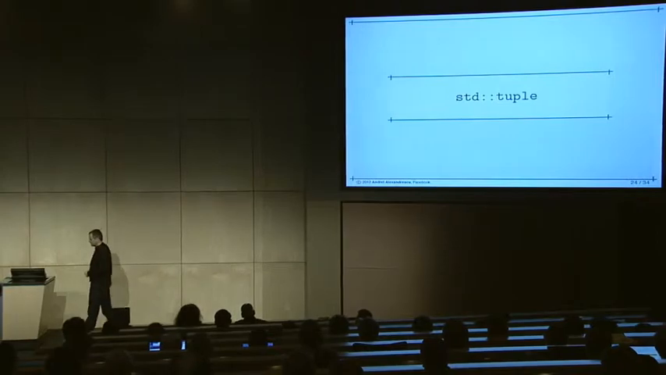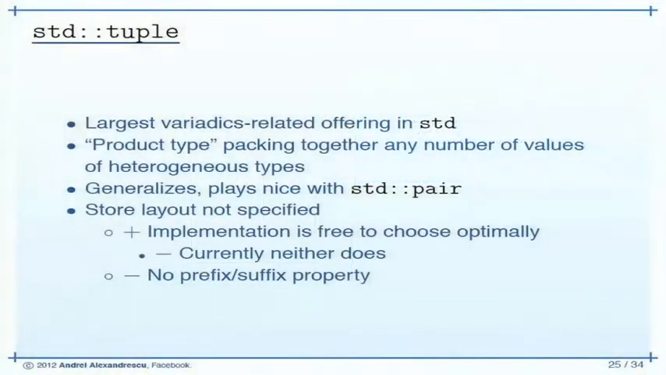Let's get a bit into std::tuple. So std::tuple is sort of the flagship offering of C++11 that uses variadics as a core facility, right? Again, it's a product type that packs together any number of values. So you can say, I'm using a tuple of int and double. I'm using a tuple of int, double, and string, and so on. Any type combination. It plays nice with std::pair. In fact, a tuple of two arguments is a special case that behaves more like a pair, with the pair primitives, and so on.